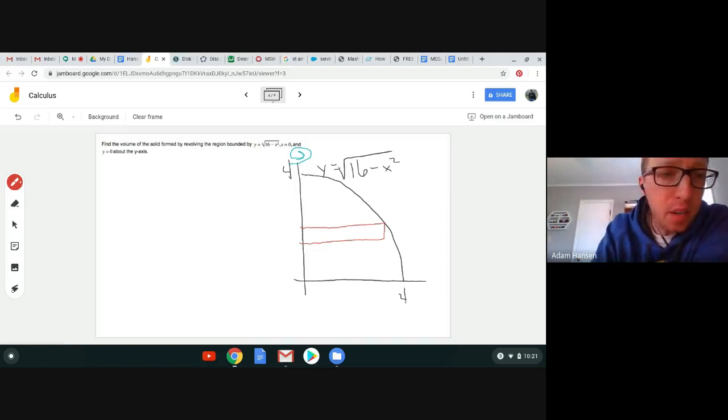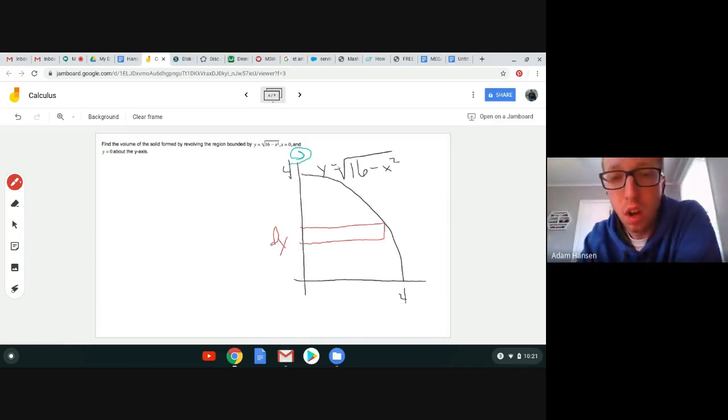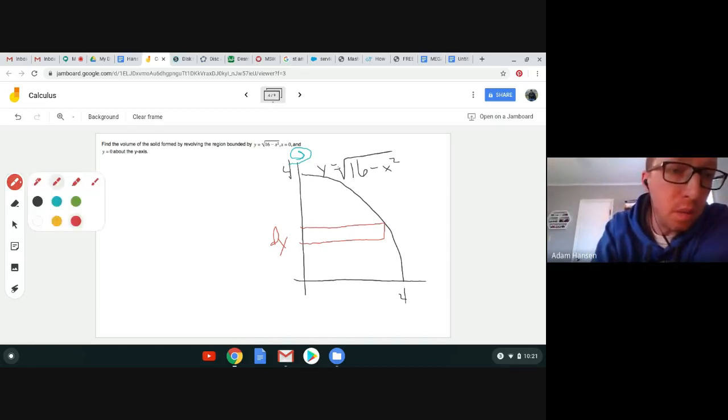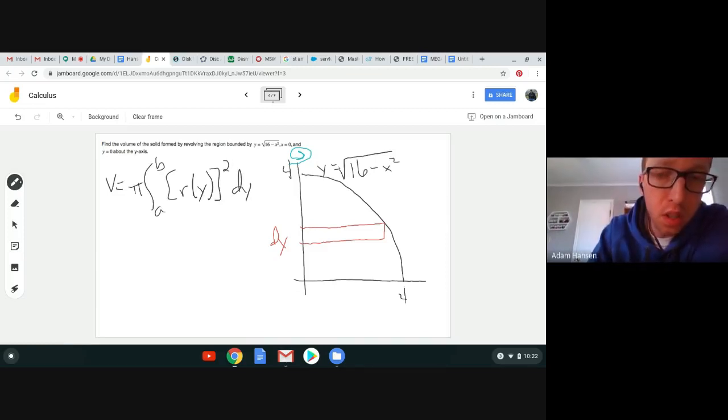The depth or height of that disk is now no longer a dx, a distance along the x-axis. It's a dy. It's a distance on the y-axis. Meaning that this definite integral is not going to be in terms of x, but in terms of y. The volume is pi times some definite integral from a to b of r of y, quantity squared, dy.